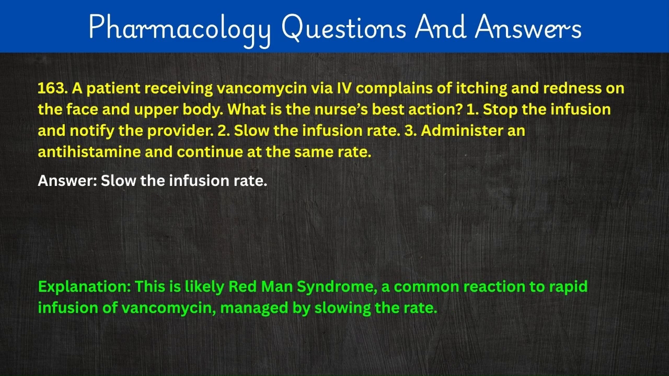163. A patient receiving vancomycin via IV complains of itching and redness on the face and upper body. What is the nurse's best action? 1. Stop the infusion and notify the provider. 2. Slow the infusion rate. 3. Administer an antihistamine and continue at the same rate. Answer: slow the infusion rate. Explanation: this is likely red man syndrome, a common reaction to rapid infusion of vancomycin, managed by slowing the rate.